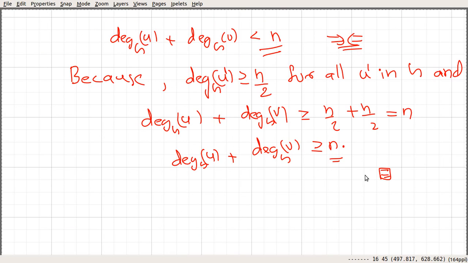In the next video we will see another sufficient condition for a graph to have a Hamiltonian cycle.